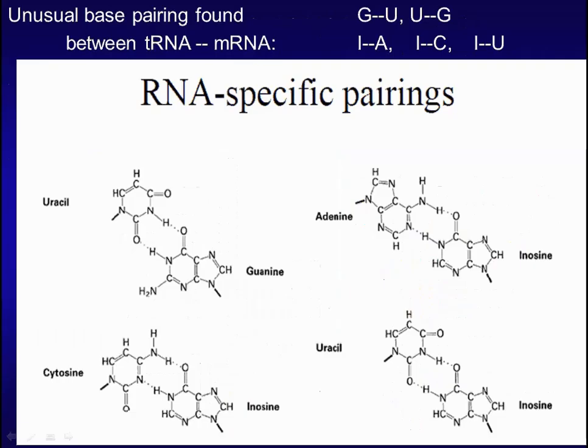tRNA can form some unusual base pairing with mRNA. Here, bases from tRNA are listed on the left and bases from mRNA are on the right. For example, guanine from tRNA can pair with uracil from mRNA. Vice versa, uracil from tRNA can pair with guanine from mRNA. Inosine from tRNA can pair with either adenine, cytosine, or uracil from mRNA.